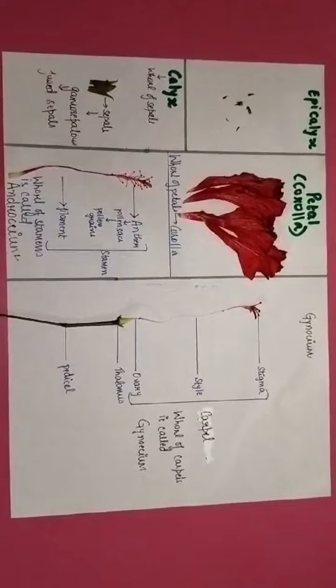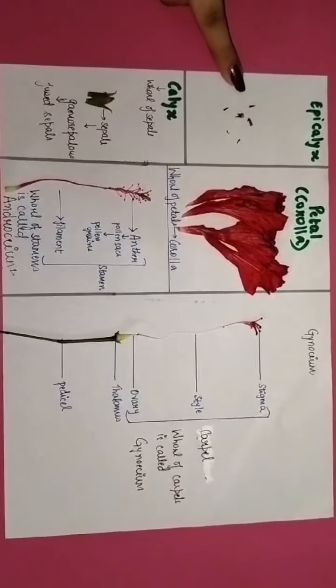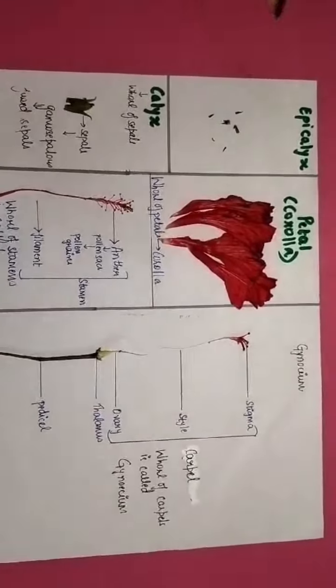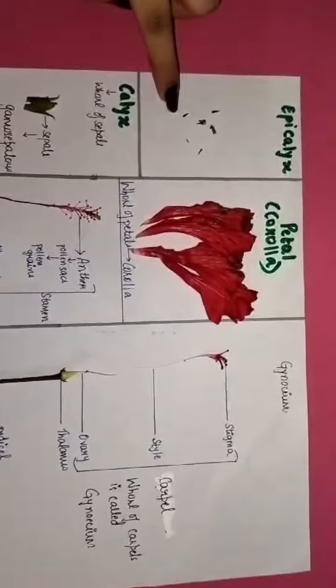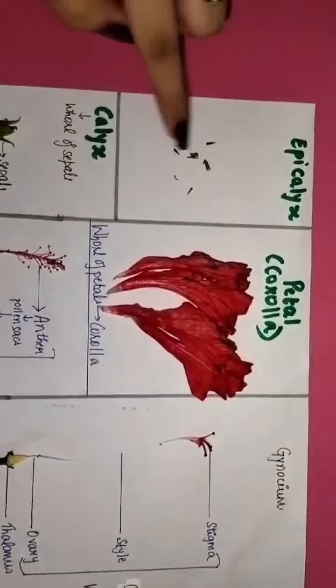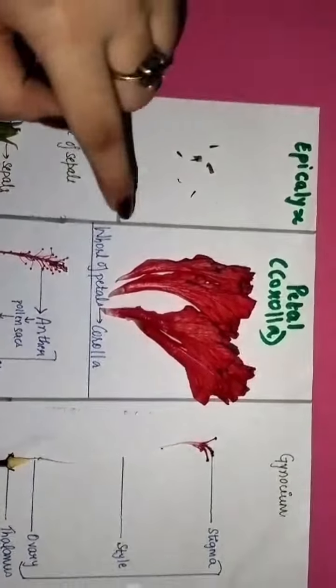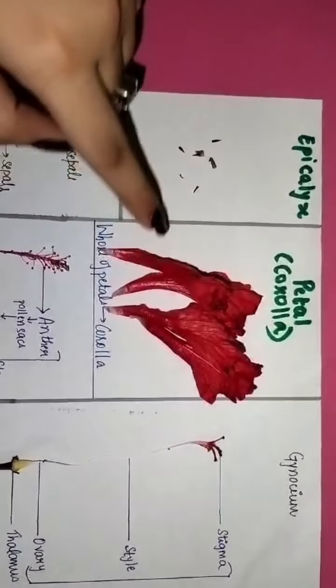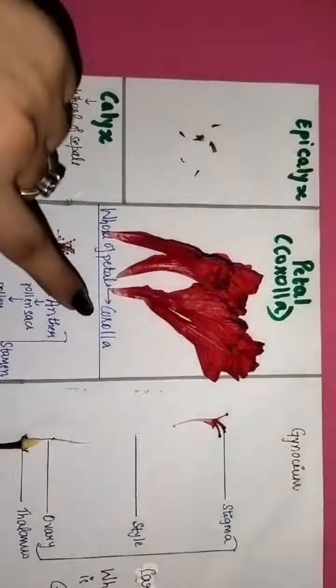Let's talk about the parts of a flower today. Now this is the hibiscus plant that has been dissected. So see, this is the epicalyx. These are the small leafy structures. Now this is the petal. Now these are the hibiscus flower's petals, and the whorl of petals is known as corolla.